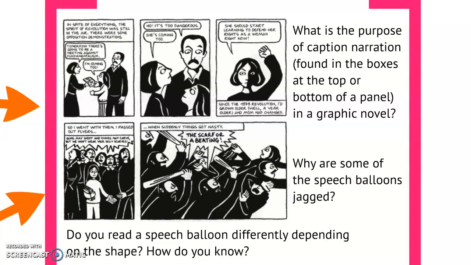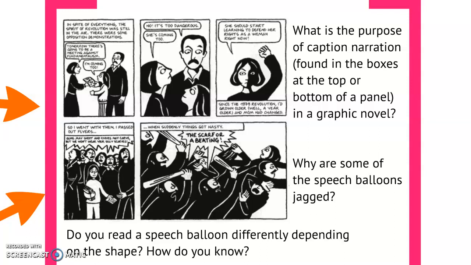Okay, so purpose of captions. Okay, narration found in the boxes. Why are some of the speech balloons jagged, for example? Do you read a speech balloon differently depending on the shape, and how do you know? So certainly we can see different kinds of balloons, which denote, as we know, text, and in this case, people speaking. So we've got characters, dialogue.